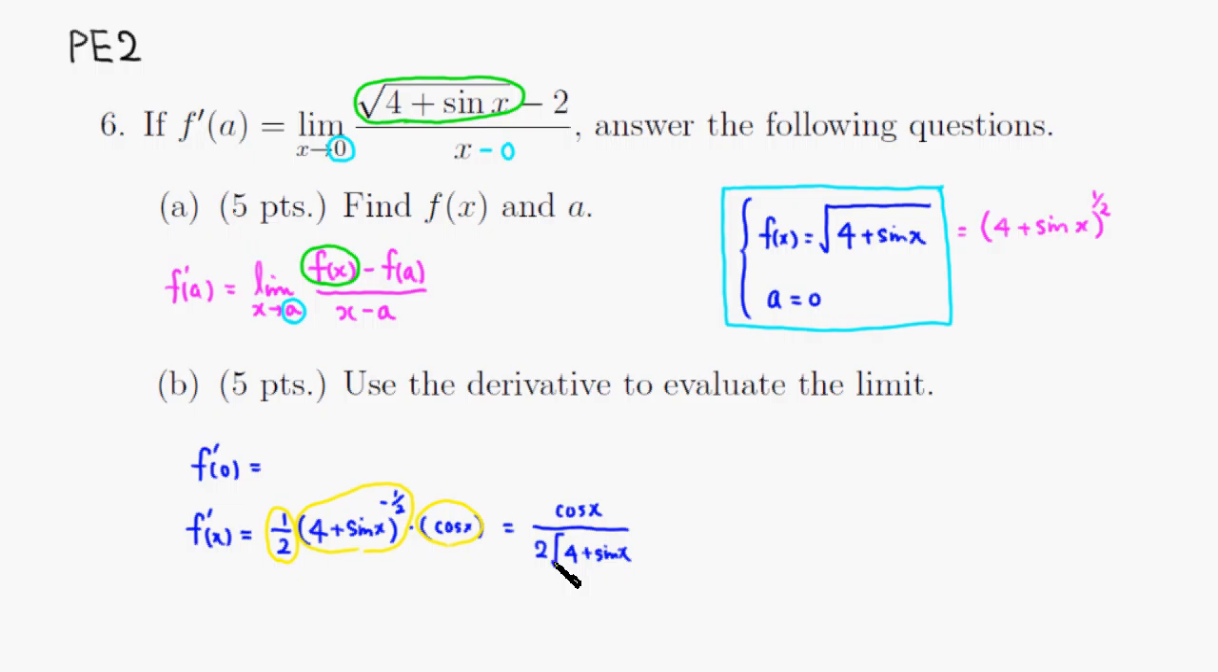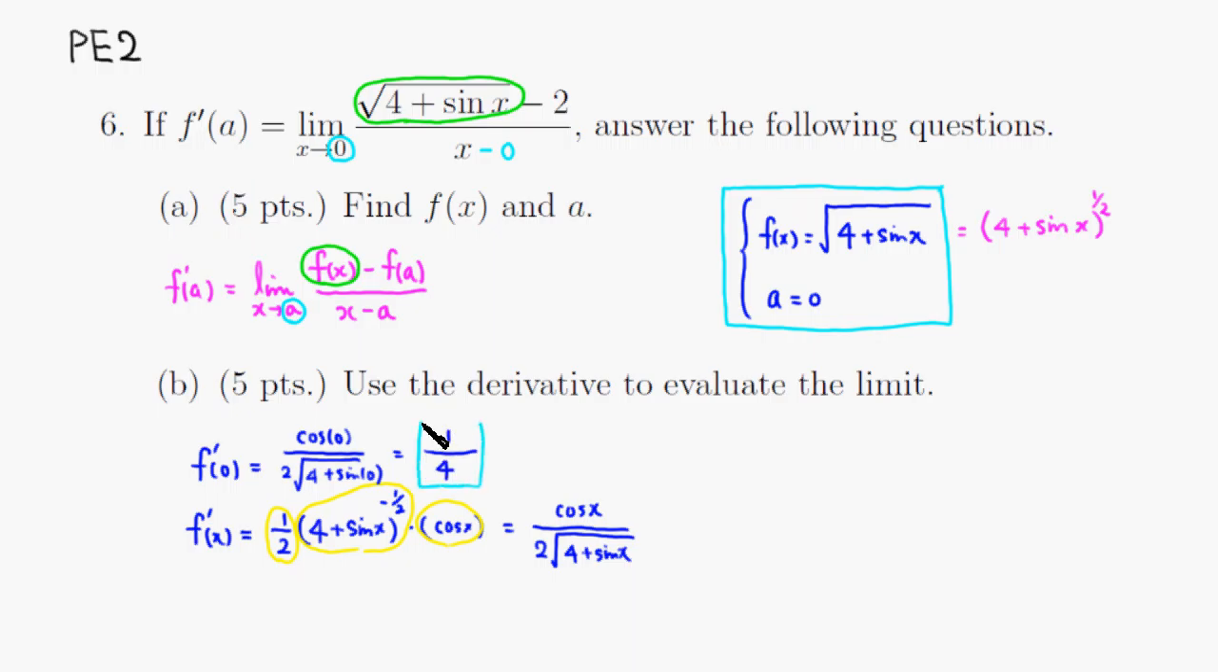Then what we're looking for is f prime of 0, so we just have to plug in 0 there. You have cosine of 0 over 2 times the square root of 4 plus sine of 0. The cosine of 0 is 1, and sine of 0 is 0, so the bottom is 2 times the square root of 4, which is 2 times 2, so it's 4. So the value is 1/4.